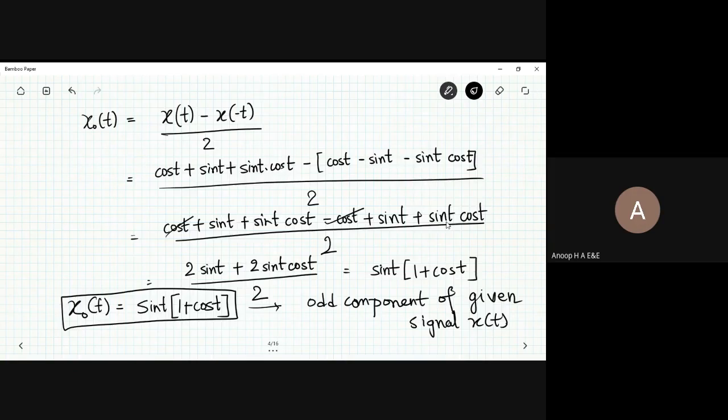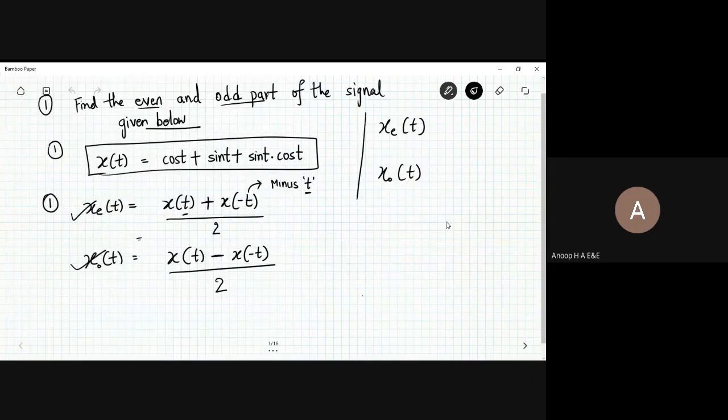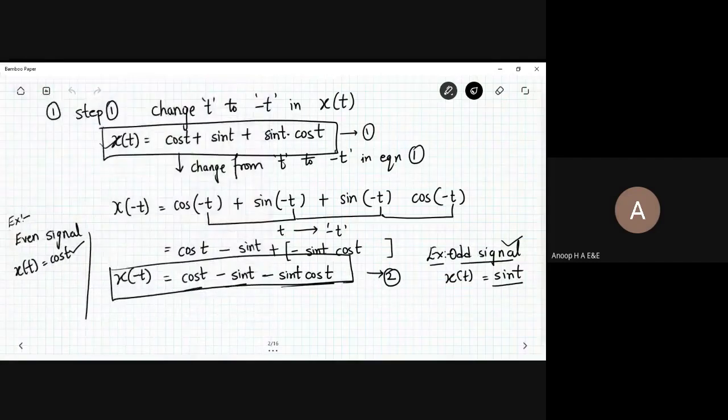So we have the problem. I'll tell you starting from the first one, that is step 1, changing from t to minus t, and this is the given problem here. So you have to find out the even component. You don't know what is even component and what is the odd component there. So x odd of t is the odd component, and x even of t is the even component there. So what you are going to do is find out by changing t to minus t in the given x of t. Okay. So this is given x of t.